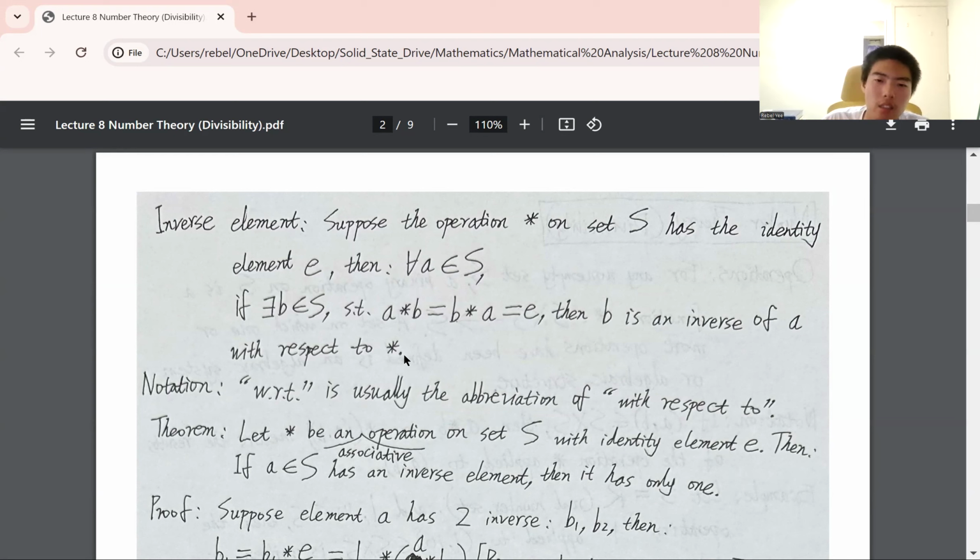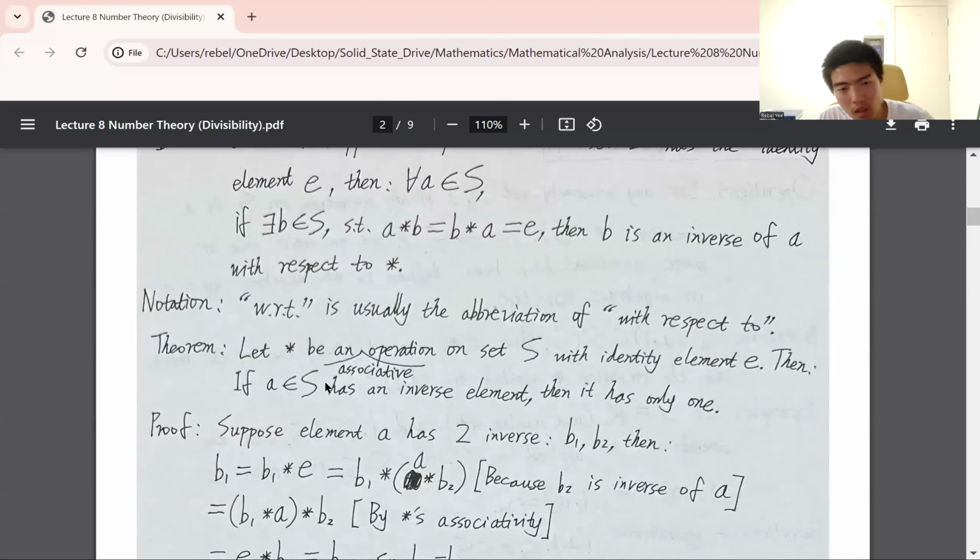But if it has one, it operates with another element; we can always find another element to operate with it such that the result will be the identity. A notation here: remember we previously wrote such that as SD, and WRT is usually written for with respect to. So from now on we'll write WRT.